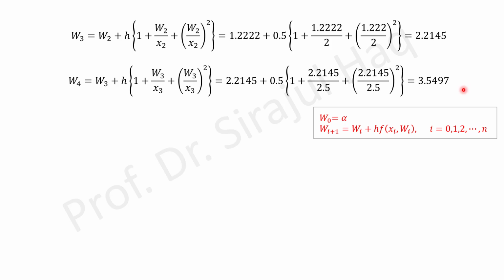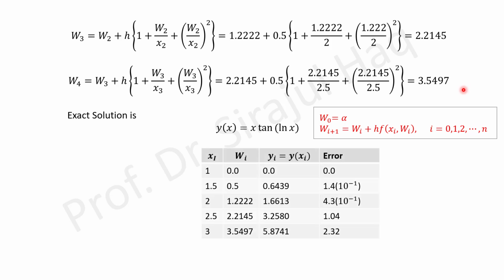So we computed the solution at all the points from the domain. This equation has an exact solution, which is X tan(log X). Remember, in numerical analysis, my target is not to obtain this solution analytically. I'm focusing on the numerical solutions. So let's look at the table.